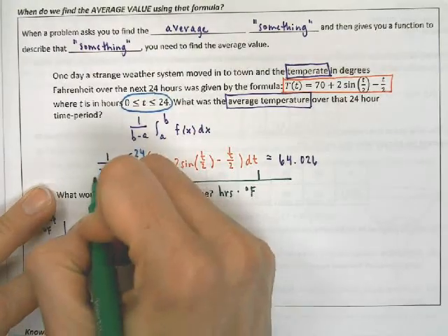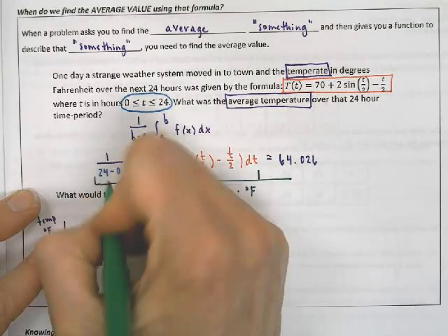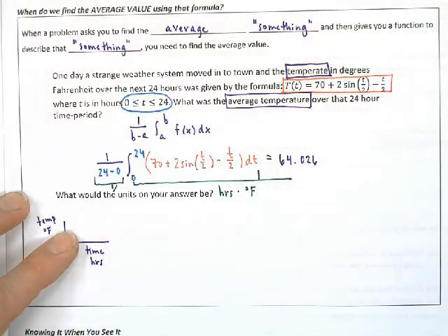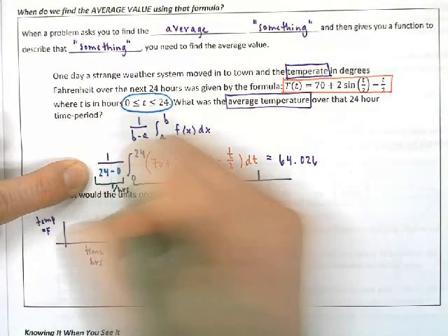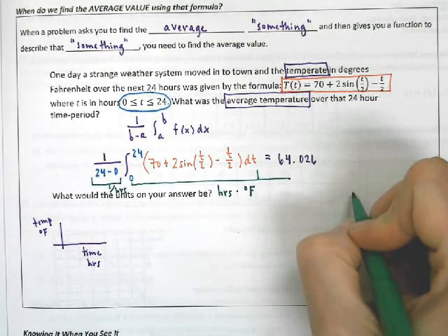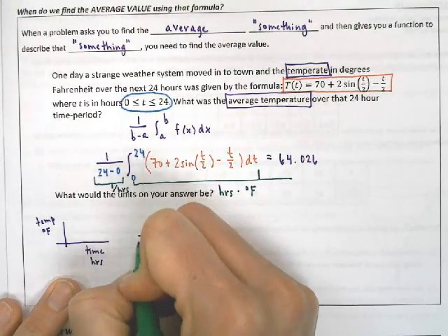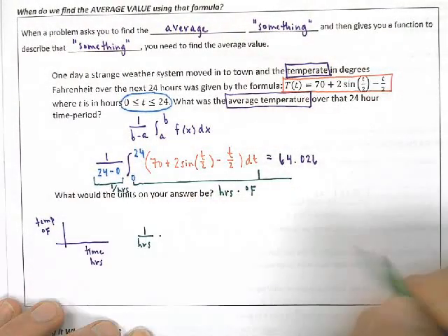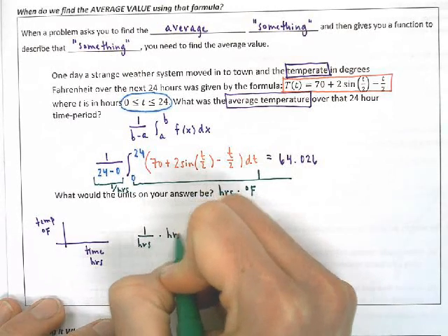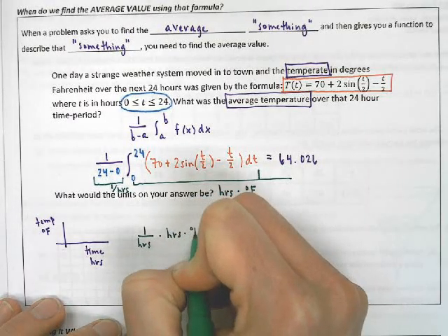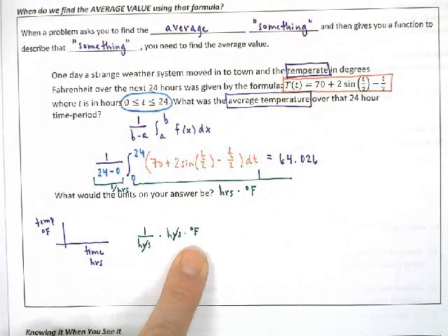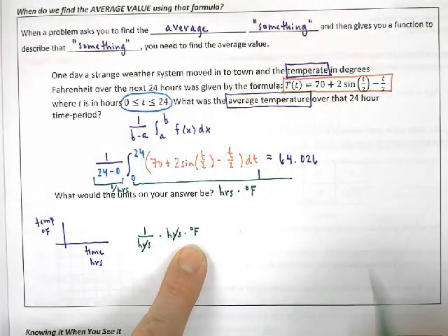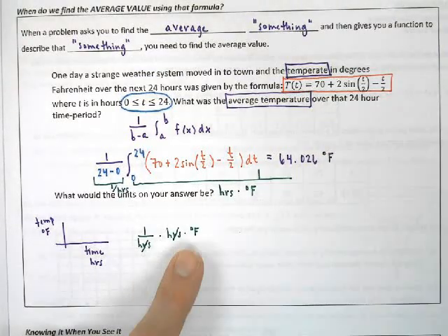Right? Now, on this end here, what I have is 1 over the 24 minus 0, that's my hours. So really when I look at this, I'm doing 1 over hours times hours times degrees Fahrenheit. So I notice my hours are going to cancel, and I'm left with units of degrees Fahrenheit.